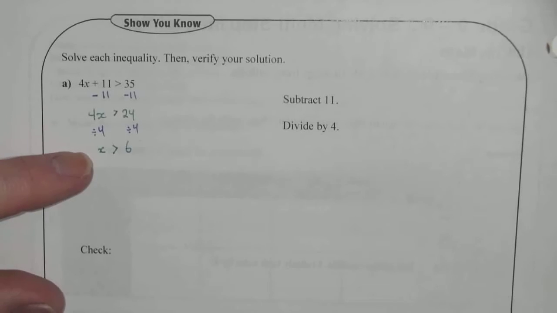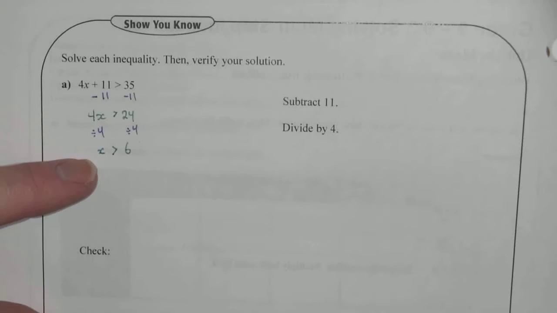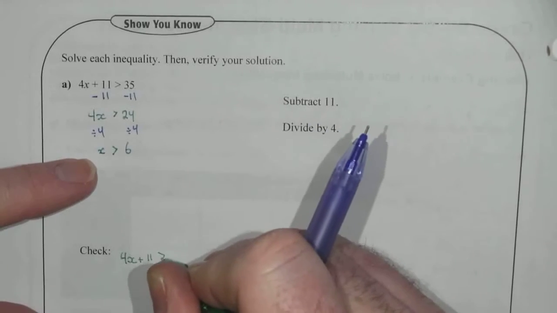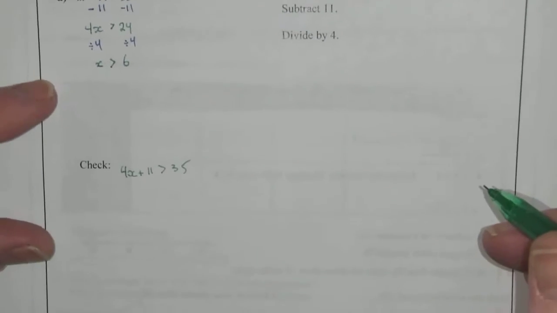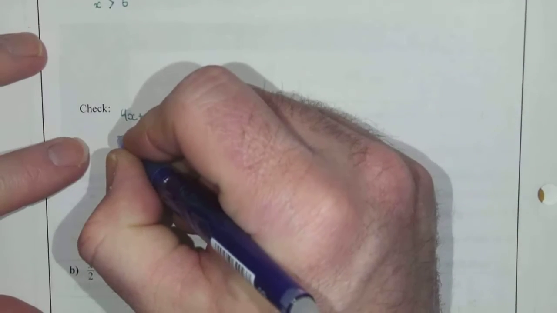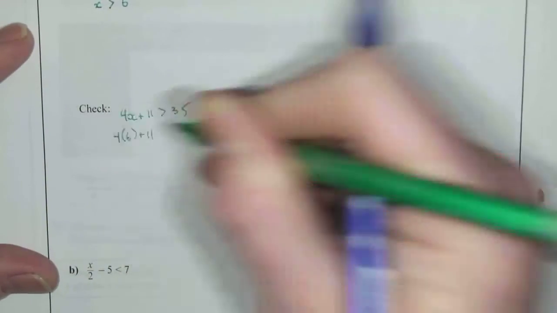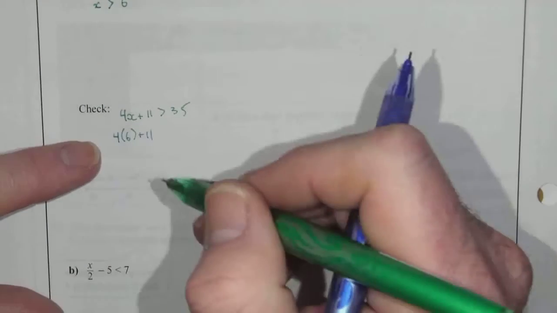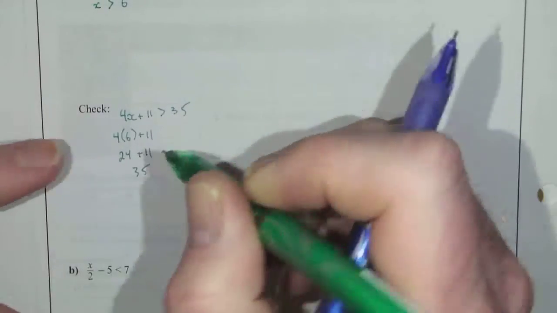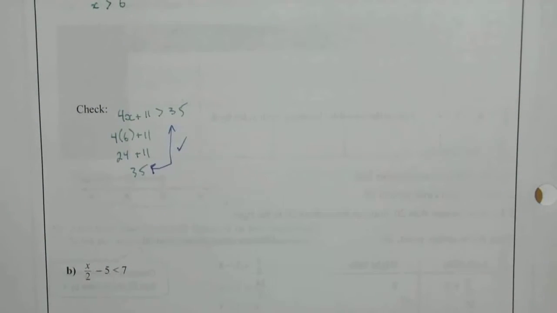So that's the solution. Now, the check is a two-step process. First, I need to check the number 6 to make sure that the boundary point is correct. So I'm going to take the original question, 4x plus 11 is greater than 35, and I'm going to substitute in 6. So I end up with 4 times 6 plus 11. 4 times 6 is 24, plus 11 is 35. Those match, so the boundary point is good.